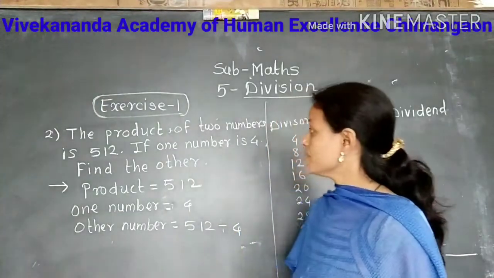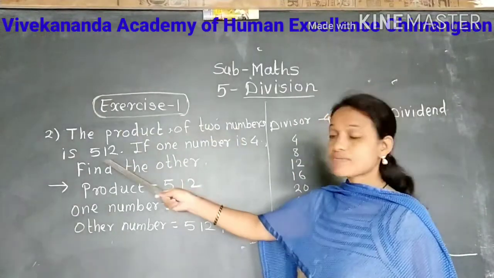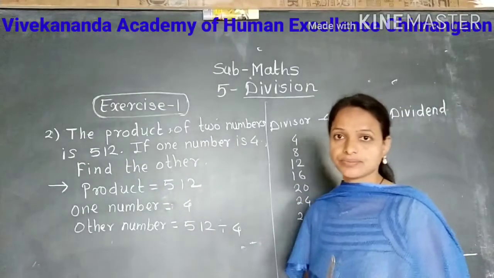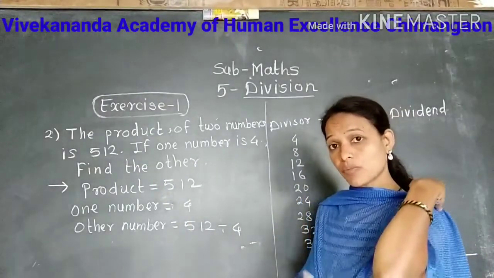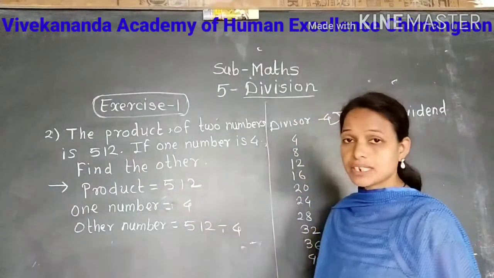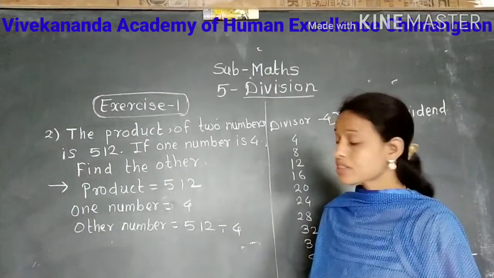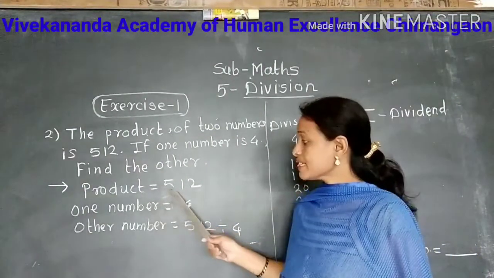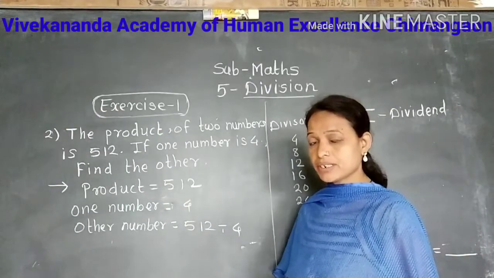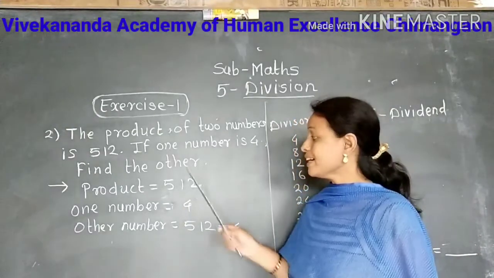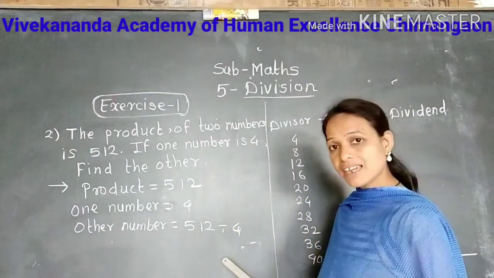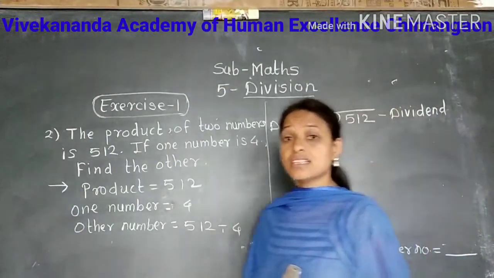See, the second word problem. The product of two numbers is 512. If one number is 4, find the other. First read the word problem carefully. Here we are given the product, 512, and one number, 4. You have to find the other number. To find the other number, you have to divide the product by the one number, which means we divide 512 by 4. Let's see the division.